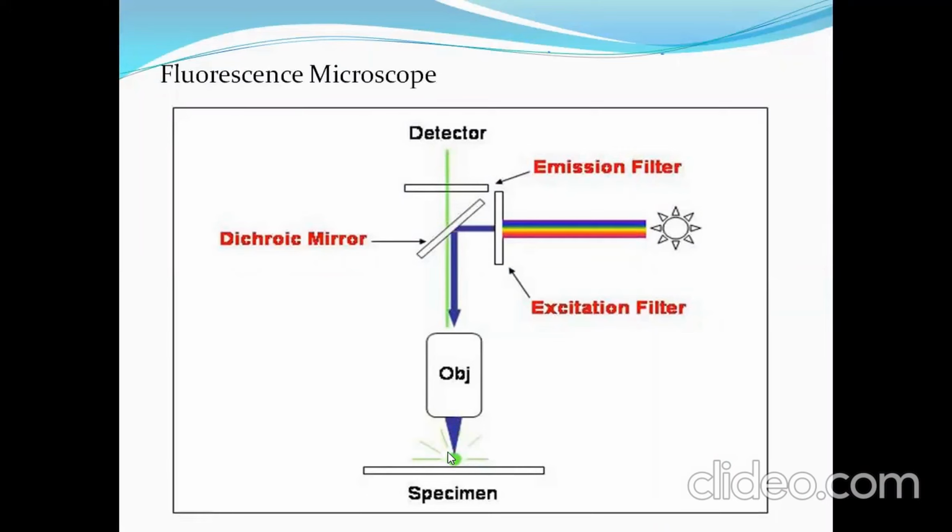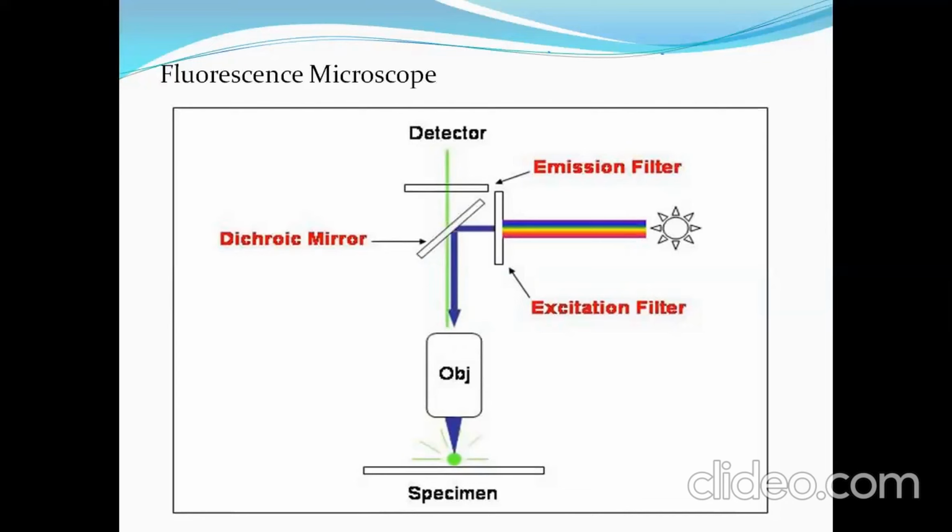So after absorbing this blue light, the specimen, which is already stained with some dyes, will emit certain light, which is known as the emission wavelength. So one is the excitation wavelength and another is the emission wavelength. What I have mentioned is that the excitation wavelength is much shorter, whereas the emission wavelength is much higher.